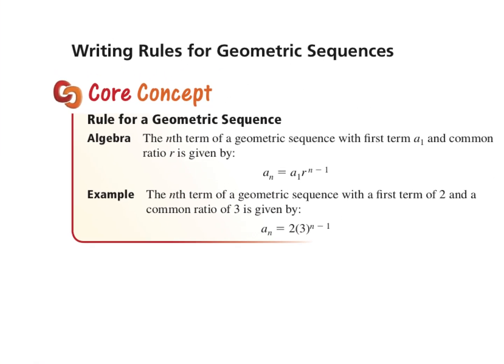All right, so just like we had to write rules for our arithmetic sequence, we're going to do the same thing for geometric. We just have a different formula here. So our formula is a sub n is equal to a sub 1. What was a sub 1 in the others? The first term. Times r. What do you think r is? The common ratio. So that's what we multiply to get from one number to the next. And it's r to the power of n minus 1. So n would be the number of the term.